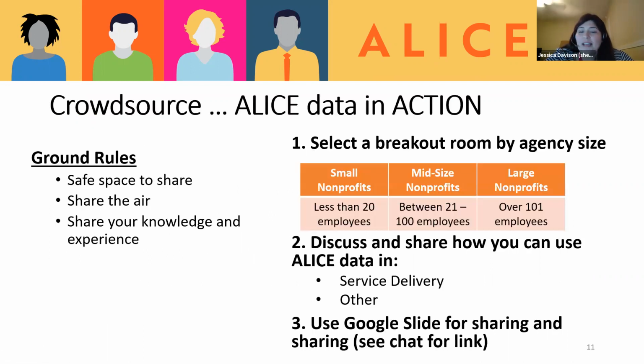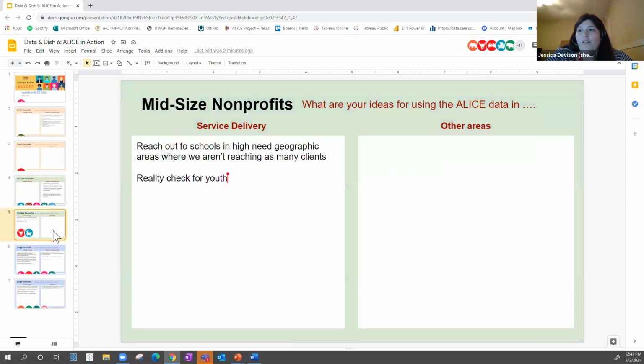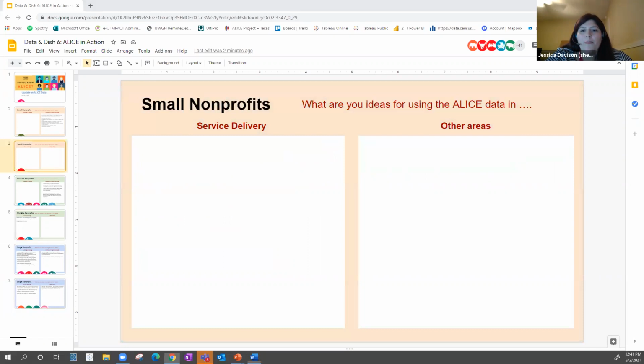So here, we're going to go back into our breakout rooms. Similar to last time, I hope you guys are enjoying these breakout rooms by agency size. So you can go back into either small, mid-size, or large nonprofits. And so you'll use the same Google Doc. And I saw some of you guys maybe already went to that second slide. So that's great. So you already know that there's a slide for your service delivery in other areas. So by large nonprofit, medium, and then small. And we'll give you again about 15 minutes.